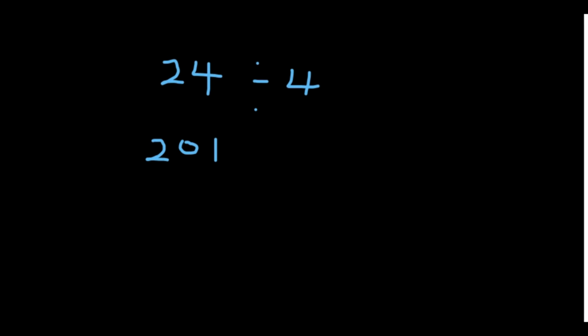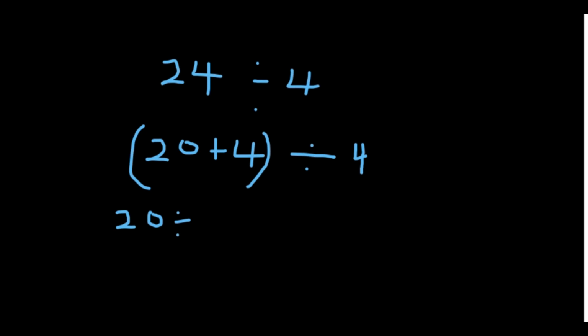20 plus 4, that is divided by 4. Then we close the bracket of the expansion. From here, we can expand further as 20 in the distributive manner, divided by the 4. We close the brackets again with an addition sign, open another bracket. We have 4 divided by 4.